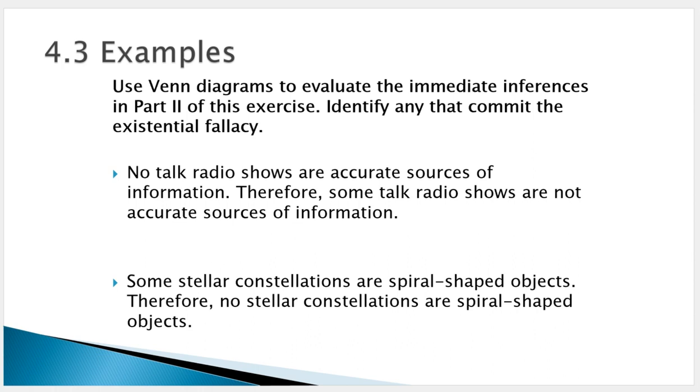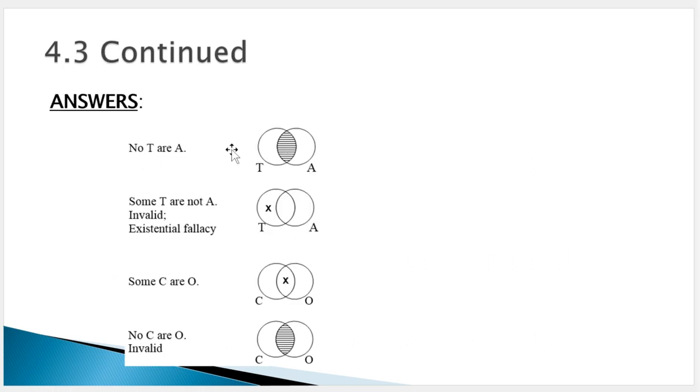All right, let's see how you did. So here is your premise, here is your conclusion. Notice we've got empty space here and an X here. So this is invalid because that is that existential fallacy. Anytime you have an empty space and an X, that's existential. Okay, this is some CRO, and this is no CRO. Again, also invalid. If that had just been all colored in, we would have exactly the same thing.